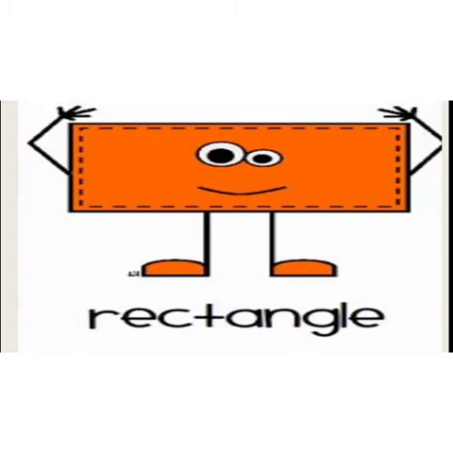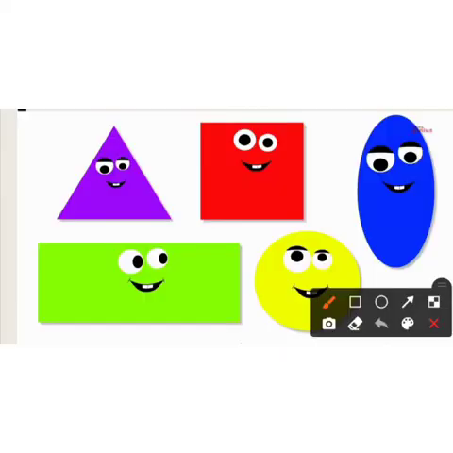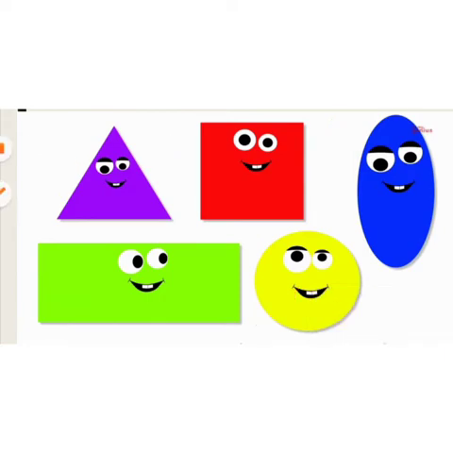Rectangle. This shape is rectangle. Oval. What is the name of this shape? Oval. Yes, dear students, these are all flat shapes. Triangle, square, oval, circle, and this is rectangle. These are all flat shapes.